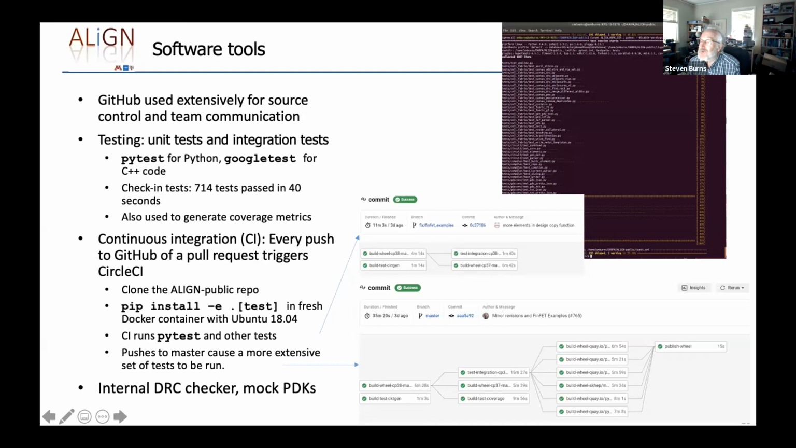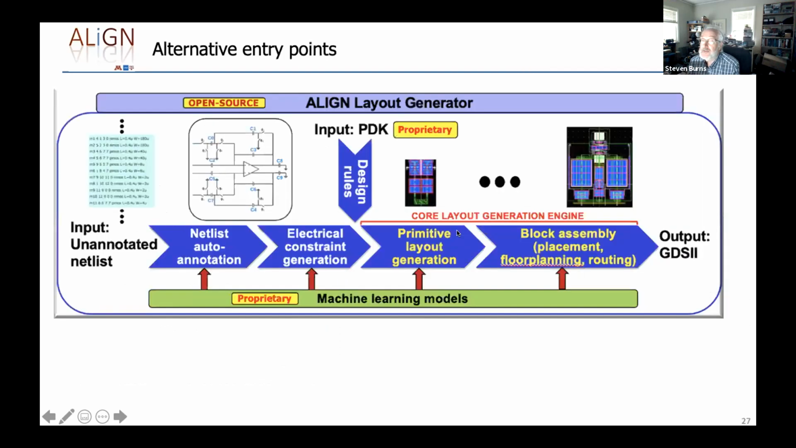We have internal DRC checkers and mock PDKs that we have built to allow us to do all this testing on a public CI tool without having to worry about IP issues with PDKs. So I think that's it.